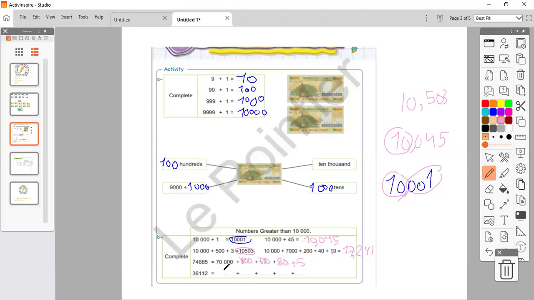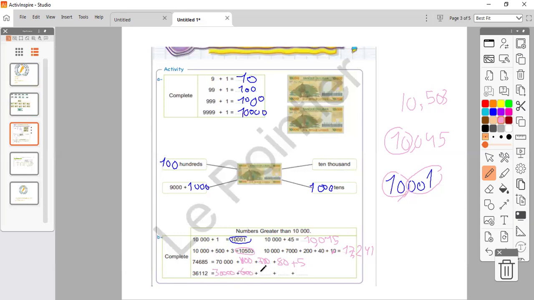Now let's solve this one together. Let's start with the 3. How many digits after 3 do we have? 1, 2, 3, 4. So we have to put 4 zeros. What about 6? After 6, how many digits do we have? 1, 2, 3. So we put the 3 zeros because 6 is 1,000.